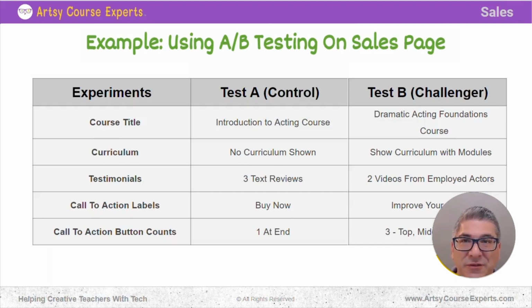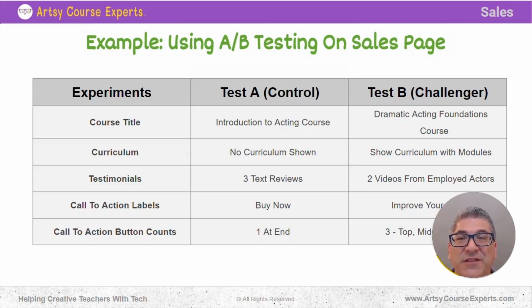Another A/B test you can do is call to action labels. So these are the labels that are on the buttons. So traditionally, maybe as a default button on your online course LMS, you might get a buy now or enroll now. And that's the default that came with the system, and you never gave it much thought. But perhaps you want to change that button to something else. So that could be a great A/B test. And maybe your button is very specific to your students. Maybe it's improve your acting or learn to act now.